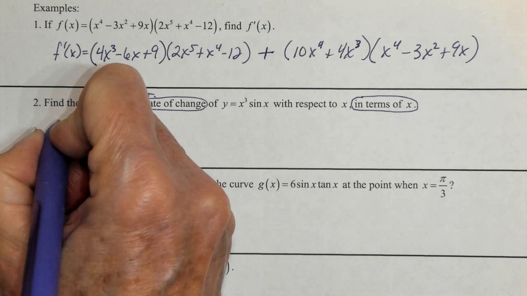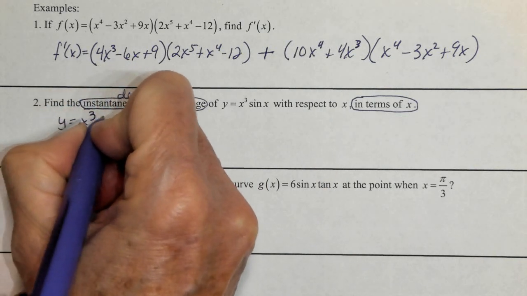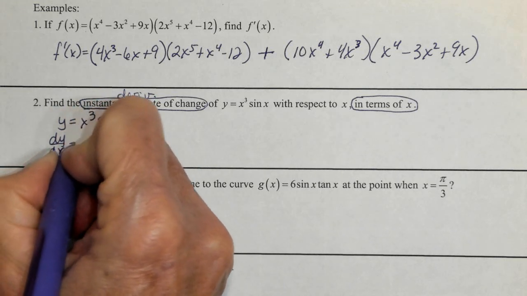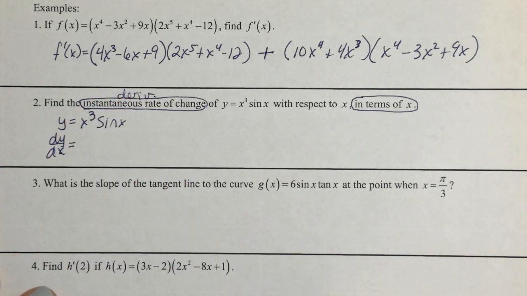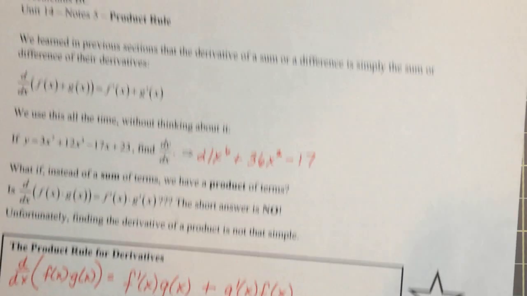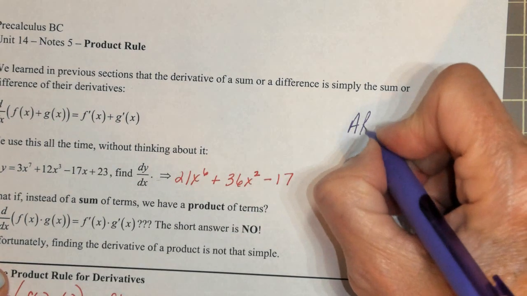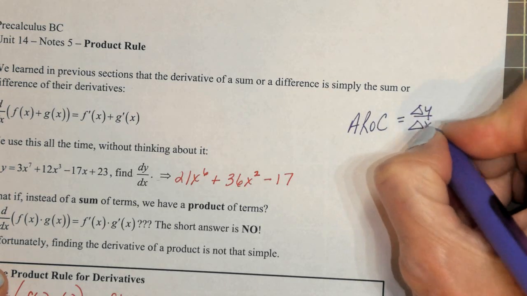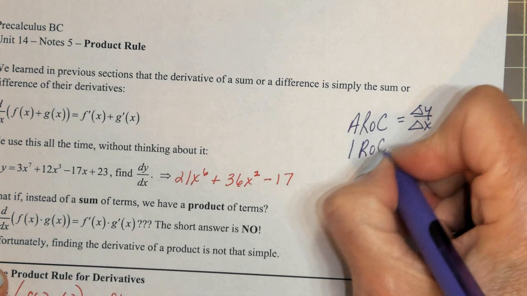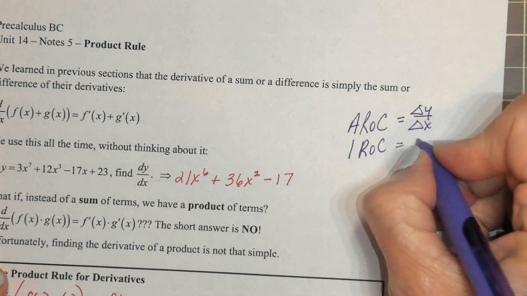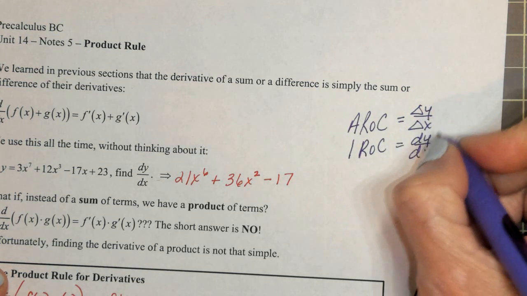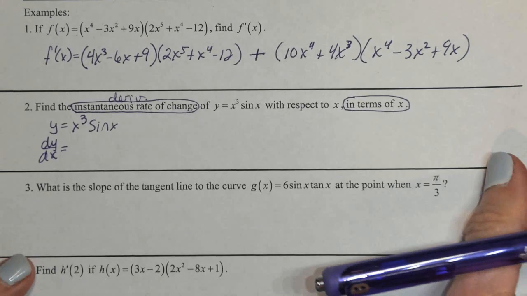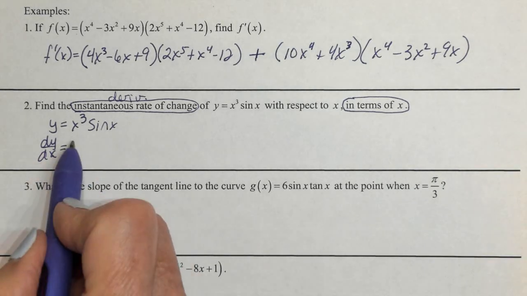All right, so y is equal to x cubed sine x. We are finding the derivative, the instantaneous rate of change, so dy/dx. You guys, average rate of change, AROC, is delta y over delta x. IROC, instantaneous rate of change, is dy/dx. Instantaneous rate of change versus average rate of change. Okay, so back to this problem.